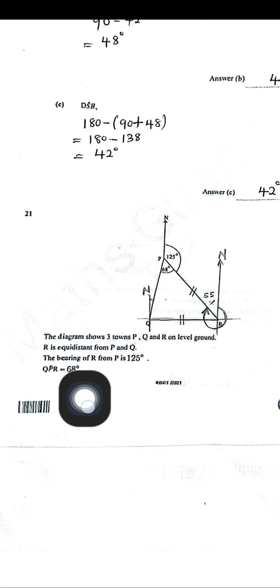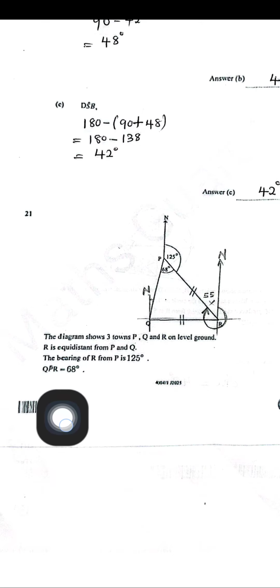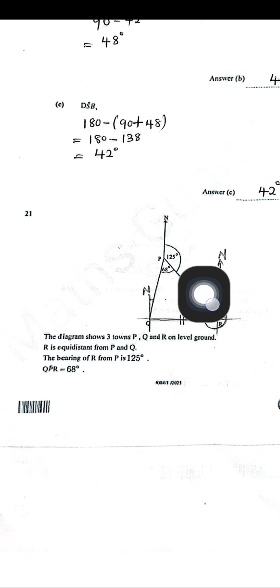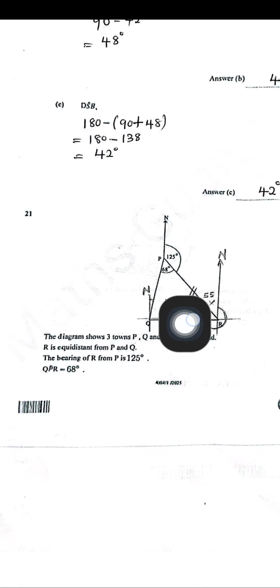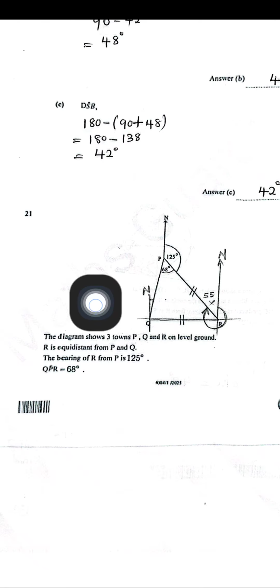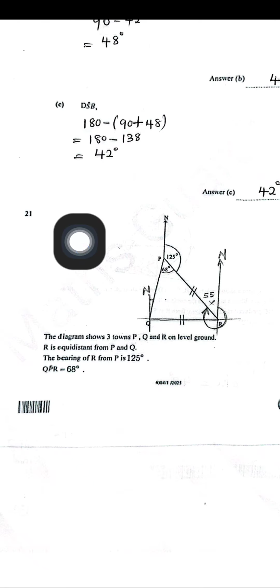But we were told that these two lines are the sides of a triangle. These two sides are equal, so their base angles are also equal. Where there is P right here is 68 degrees, so meaning to say right here is also 68 degrees.